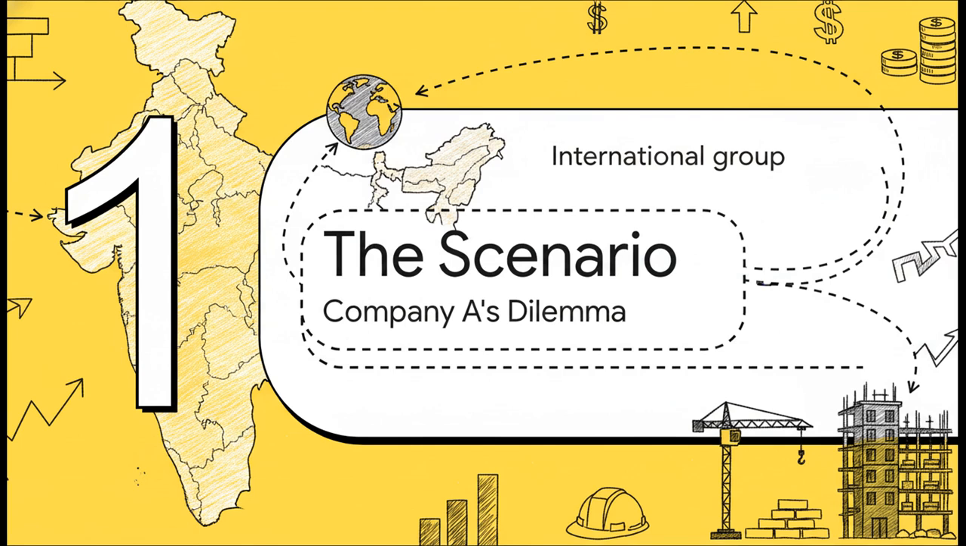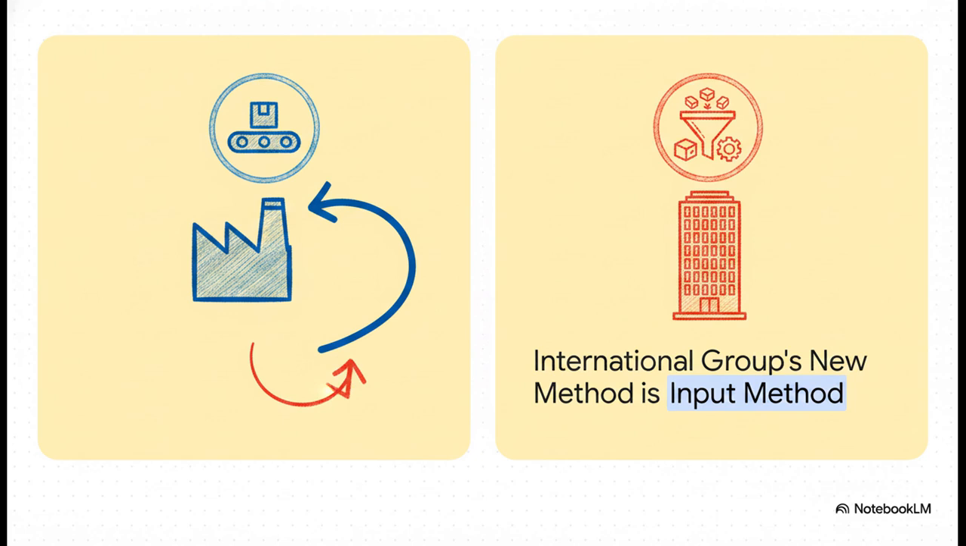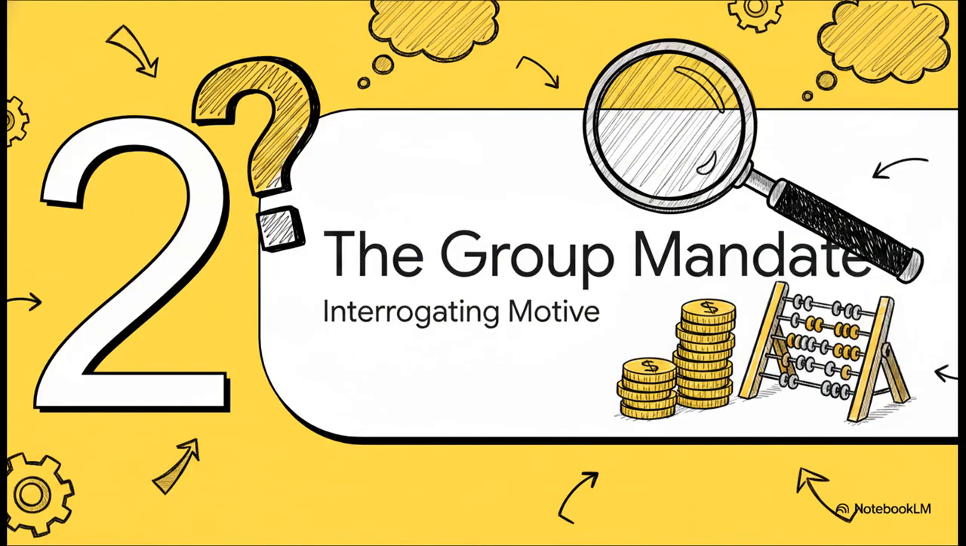The scenario. Company A's revenue dilemma. Here's the deal. We've got Company A, an Indian component of a massive international group, heavily involved in the construction business. Currently, Company A recognizes its construction contract revenue using the output method, but the international parent group has just decided to switch its revenue recognition to the input method. Naturally, Company A wants to follow suit and switch to the input method too, basically just to align with the boss.